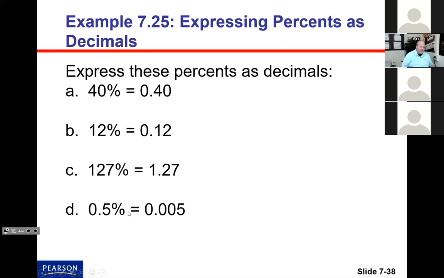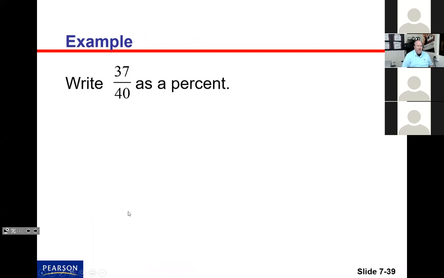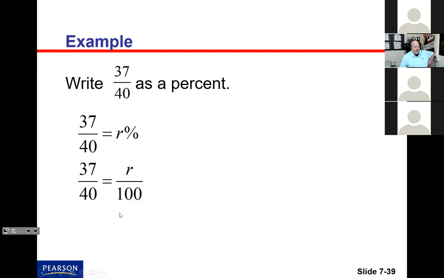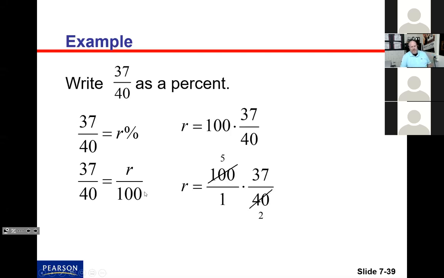Okay, now, how do you change a fraction to a percent? How do you do this? Proportional reasoning. 37 over 40 equals x over 100. Okay, so you could do it the way they do it, which is change it to a decimal or use proportional reasoning. Here, let me show you. They go 37 over 40 equals r over 100, right? And then you cross multiply and you get your answer, right? To me, that's kind of a complicated way of doing it. And you end up with your answer of 92.5%.